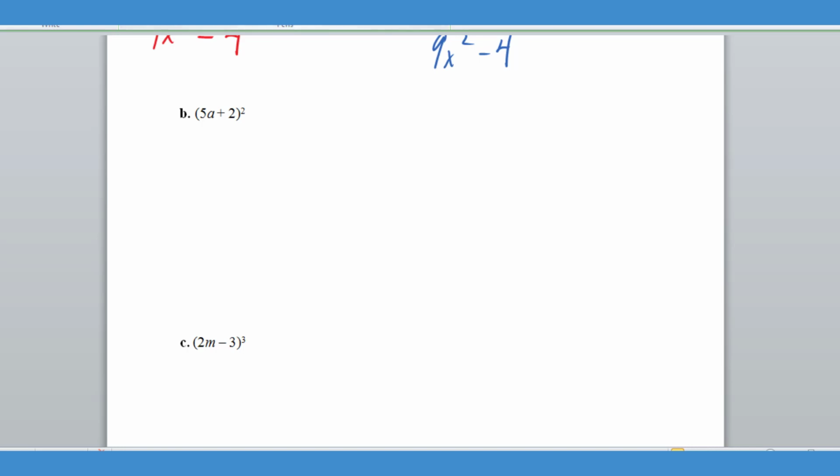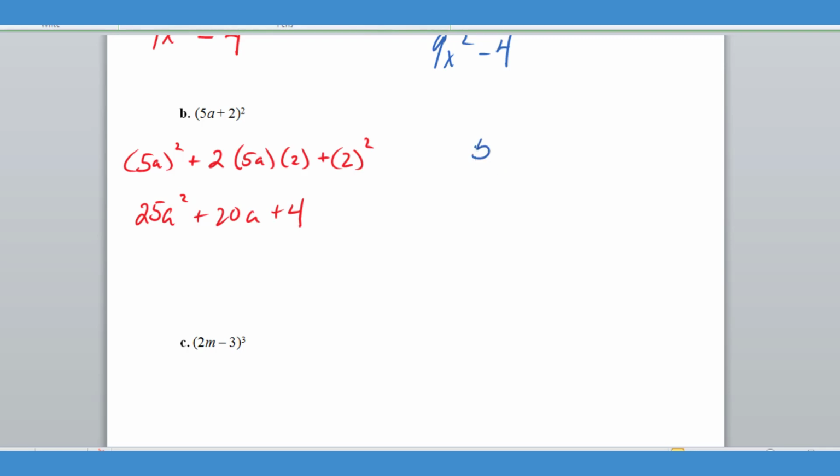Okay, and so we're going to do the same thing here. We have a binomial squared, and we can use the perfect square trinomial pattern, if you will. So we could do 5a squared plus 2 times a times b plus the b squared. And of course, if I do all of those calculations, I end up with my final answer.